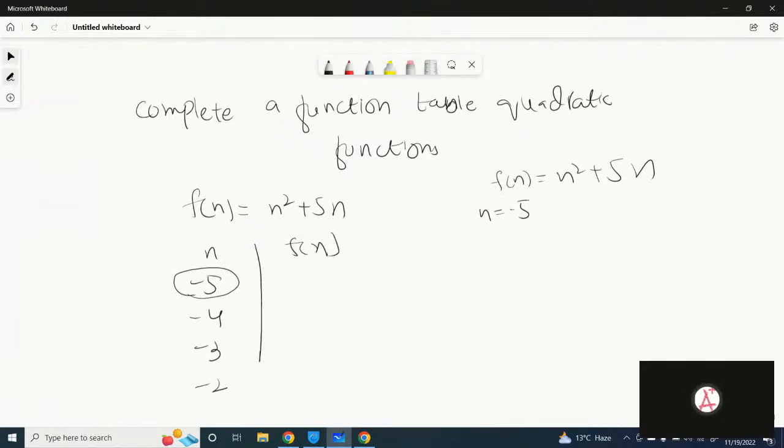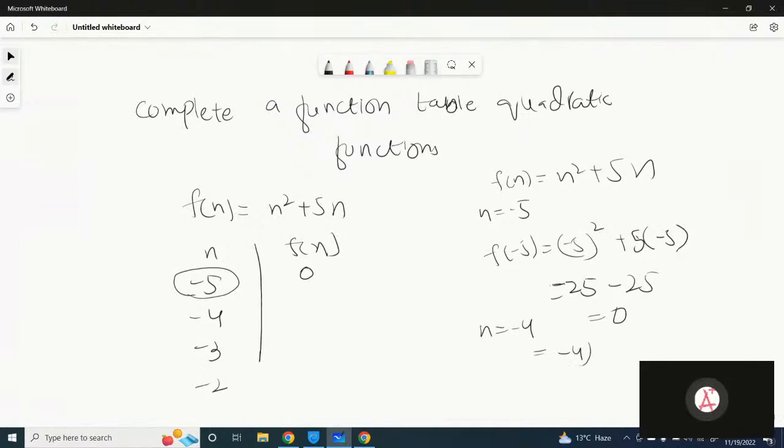Got it? It would be f of negative 5, because you're replacing the n with negative 5. It would be negative 5 square plus 5 times negative 5. So negative 5 square is 25, and 5 times negative 5 is negative 25. So together they make 0. So that means when n is negative 5, f of n is 0. Got it?